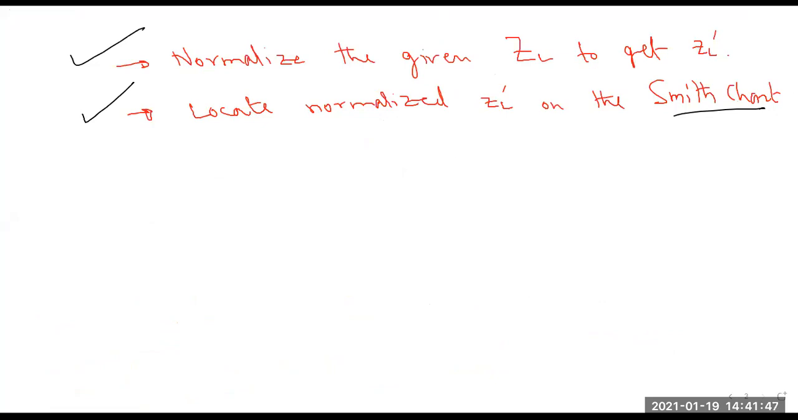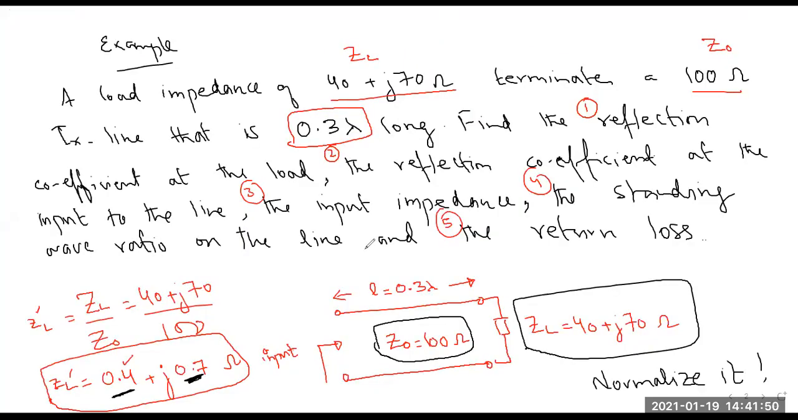Now what we are going to do is, if you look at the unknowns that we need to find out, the first unknown is to find the reflection coefficient at the load. Okay, so just focus on the first unknown quantity, the reflection coefficient at the load. So what we need to do is find out how much is the reflection coefficient at this point. So let me call this gamma load. This is the first parameter or unknown that I need to find out. So how to find this using the Smith chart?